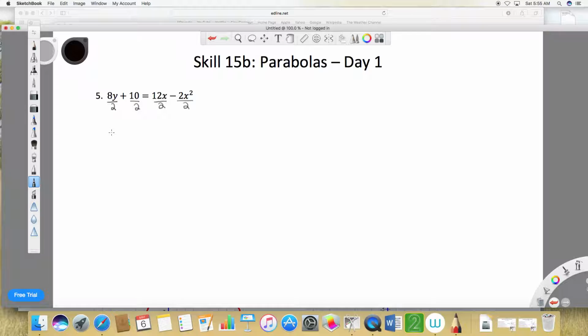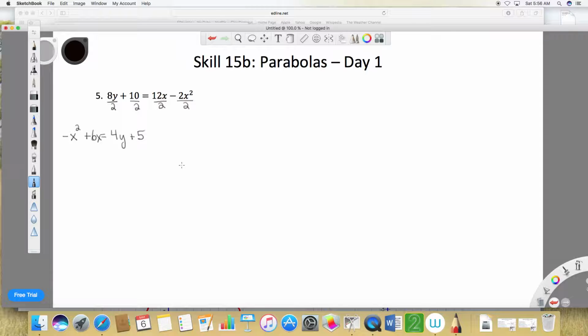All right, so I've got 4y plus 5, and I'm going to write this information on the other side. And I'm going to put my x squared term first. So negative 2 divided by positive 2 is a negative x squared, and then plus 6x.